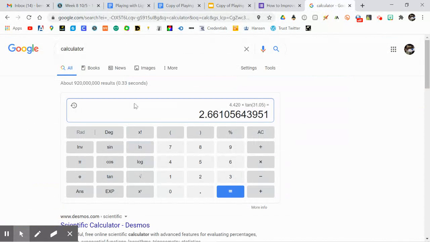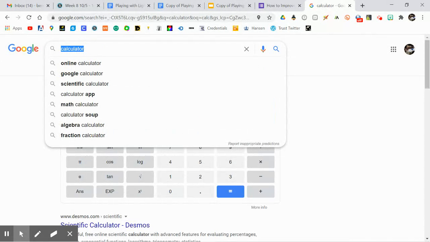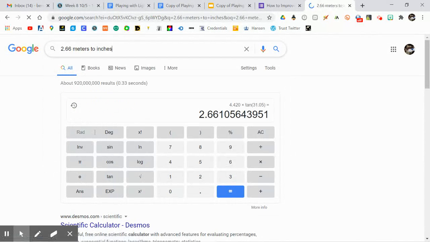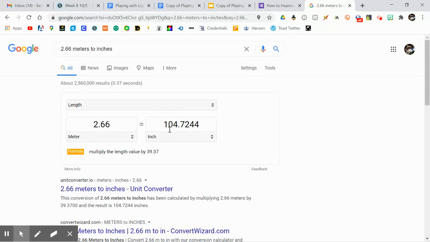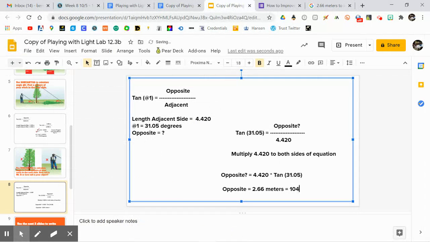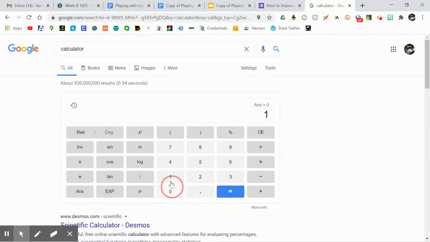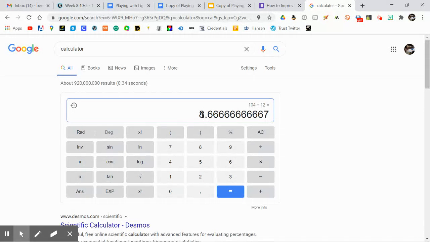And if we do that in feet, let's see. 2.66 meters is 104 inches. And so what is 104 divided by 12? Calculator. 104 divided by 12. That is about 8 feet.